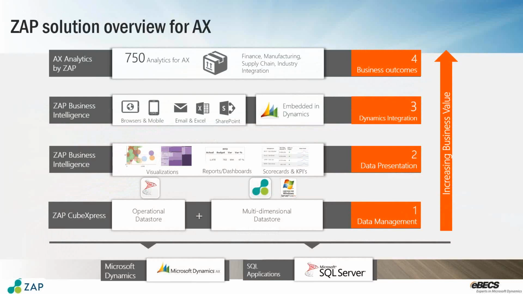So we talked about the fact that we have web-based HTML5 technologies which can be rendered in any device, but obviously that also allows us to embed those analytics directly into the Dynamics solutions. And of course, our business outcomes, which are our 750 out-of-the-box analytics for AX.